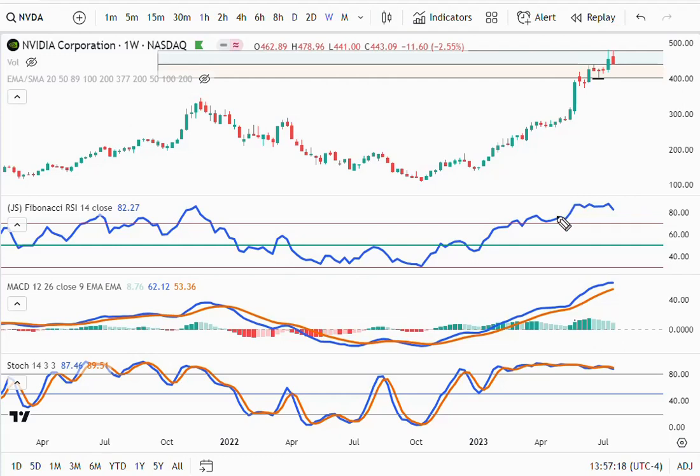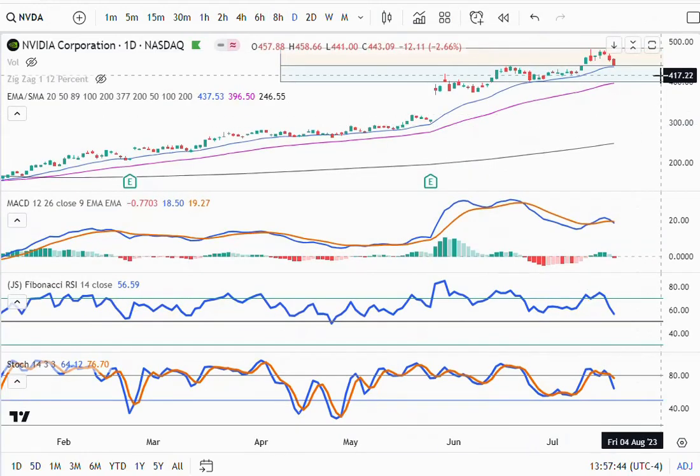But if you look at the RSI, it is overbought, around 82. So if it consolidates and pulls back further, it doesn't affect the weekly structure, because the weekly structure is quite strong. So I'm not seeing any sort of weakness as of now on a weekly basis. The daily still looks fine to me.